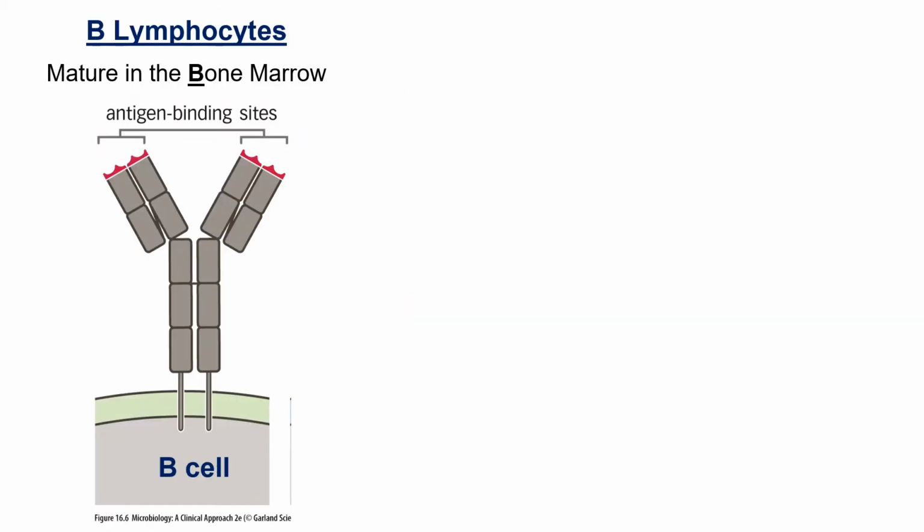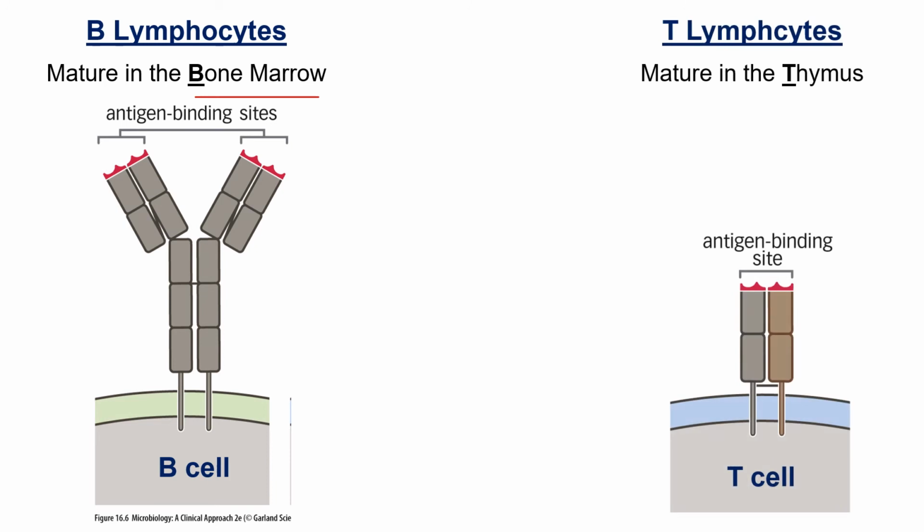So the B cells, B is for bone marrow. Bone marrow for B. You can also think of these found in the blood as well. So there's a B cell. The T cells, or the T lymphocytes, these cells mature in the thymus. So we have B and T. And there is an antibody.